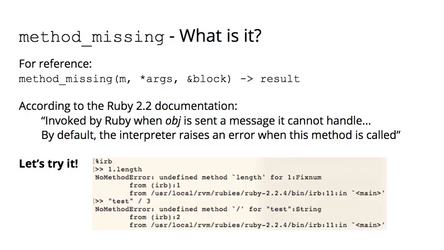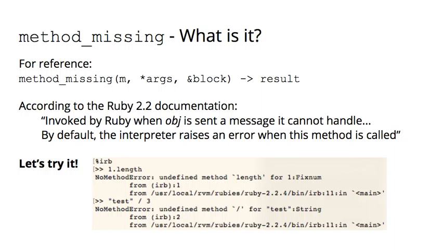So moving on, here again we've got the method header and a little description from the documentation talking about when method missing comes into play. And so by default, it's important to note that an error gets raised for method missing. So here is a demonstration of the default behavior for method missing.